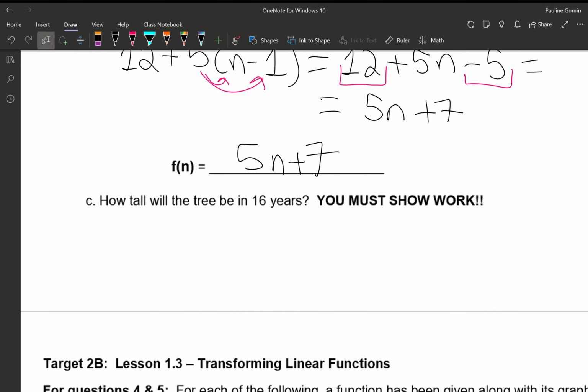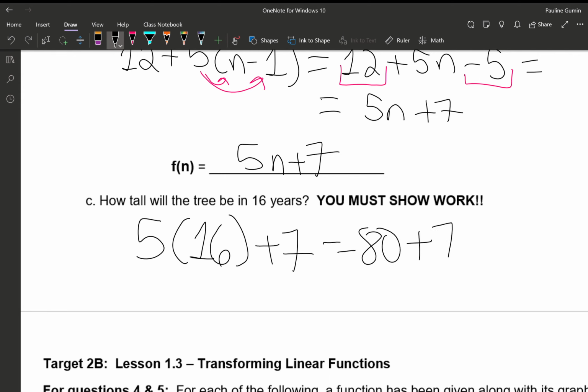Letter C asks us to calculate the height of the tree in 16 years. We do that by plugging 16 into the formula we have above. 5 times 16 is 80, plus 7 is 87 feet. That's a big tree.